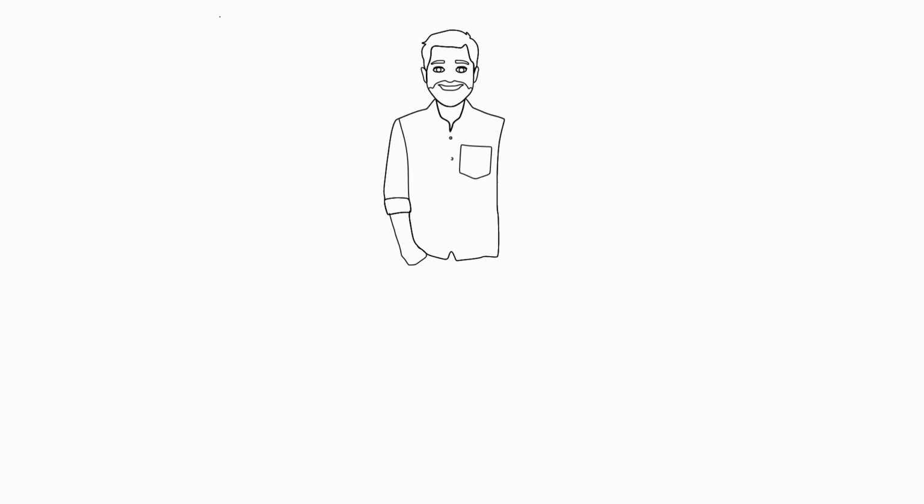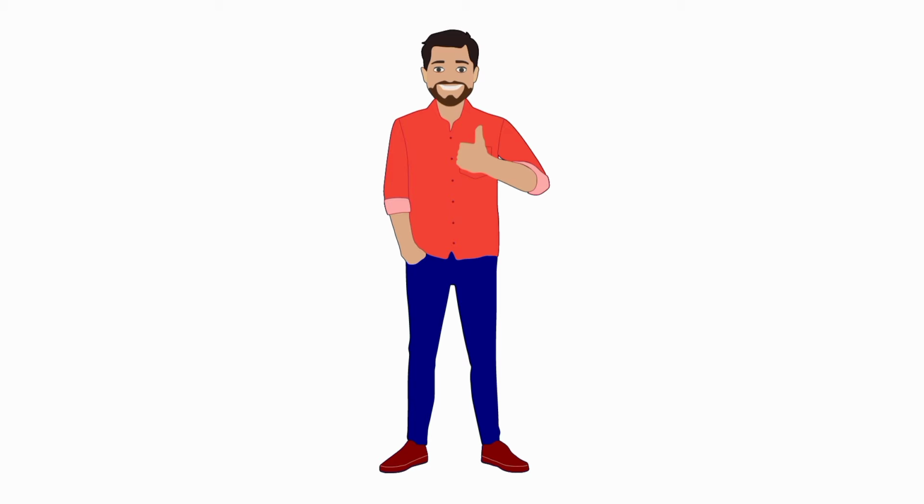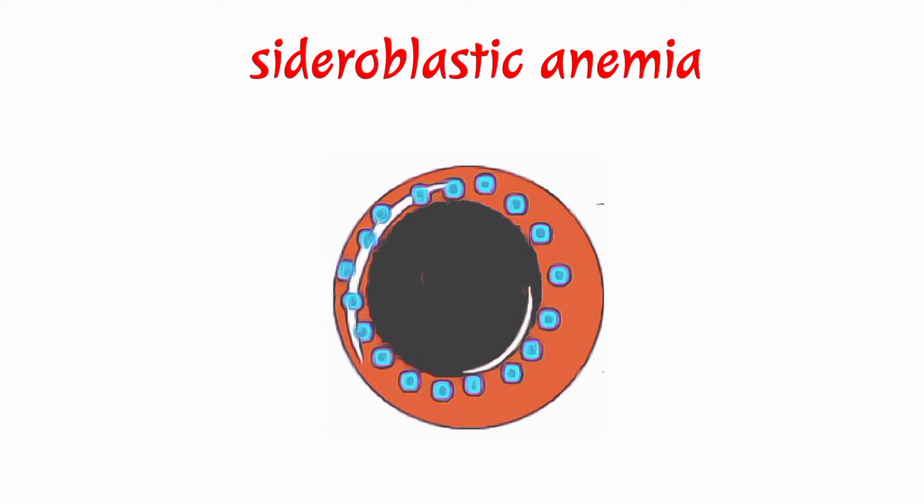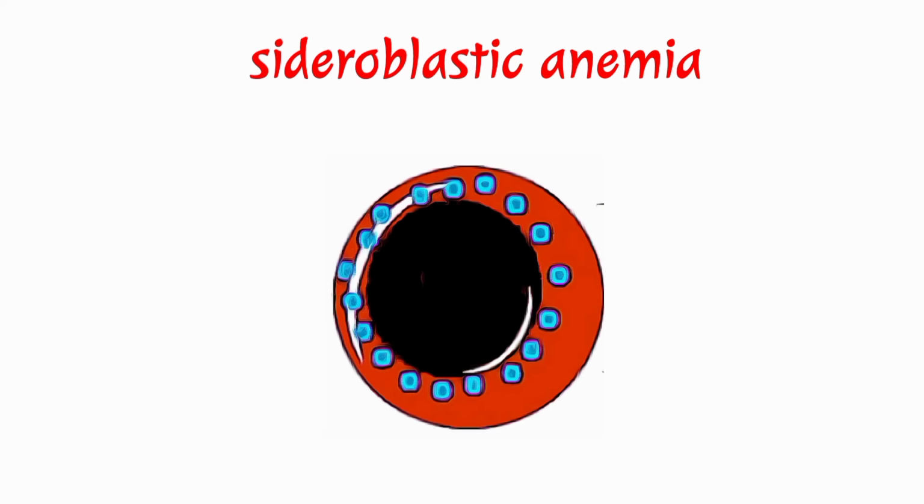So, moving our discussion in the series of anemia, let's talk about sideroblastic anemia. It occurs due to the presence of ring sideroblasts in the bone marrow that results from abnormal utilization of iron during erythropoiesis.